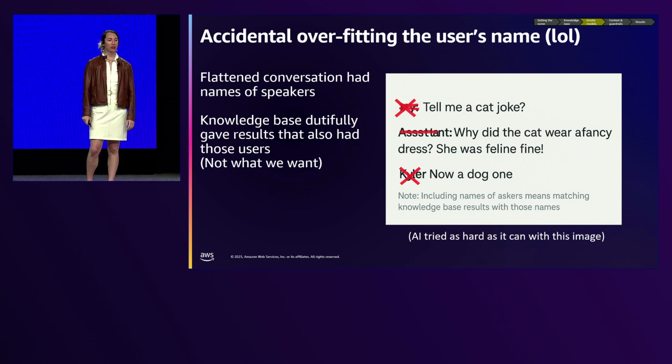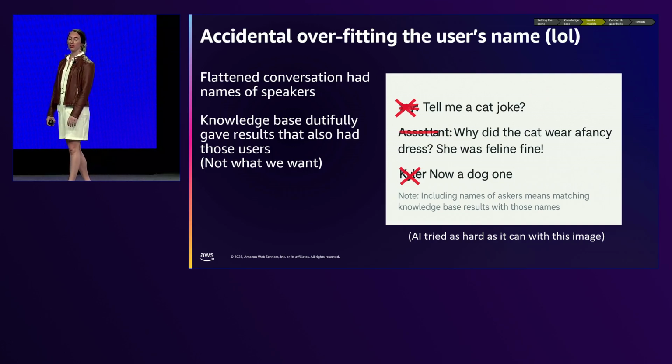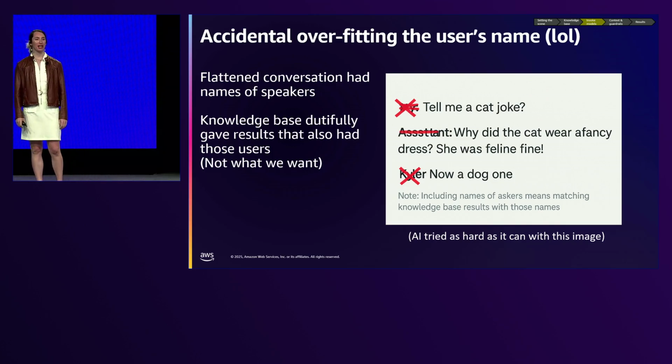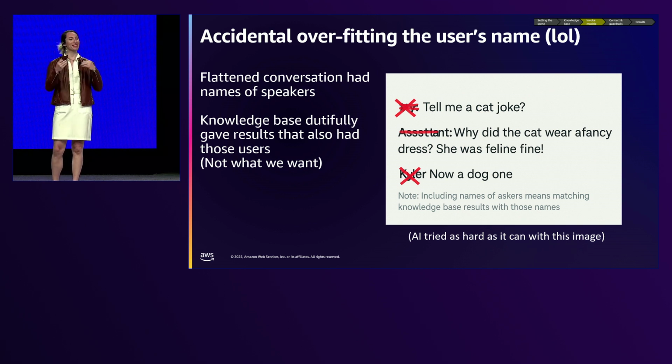And we do have to remember to remove usernames. This is interesting. It's accidentally overfitting based on usernames. So when I was first building this, I was getting a lot of pages from the knowledge base that said Kyler, that said my name. And I couldn't figure that out at first.